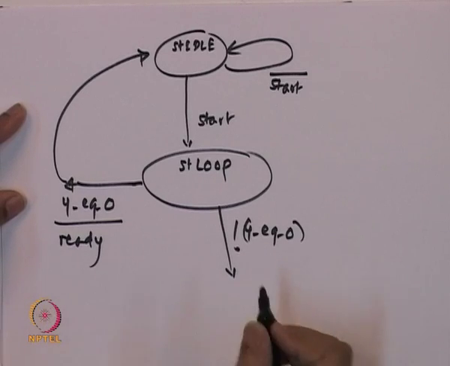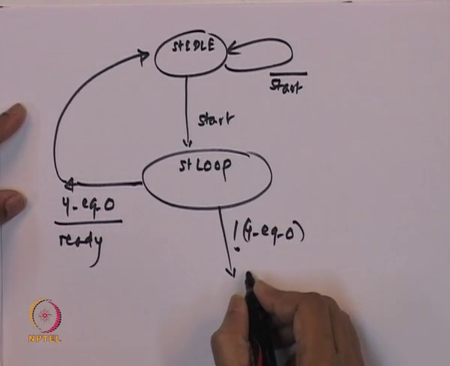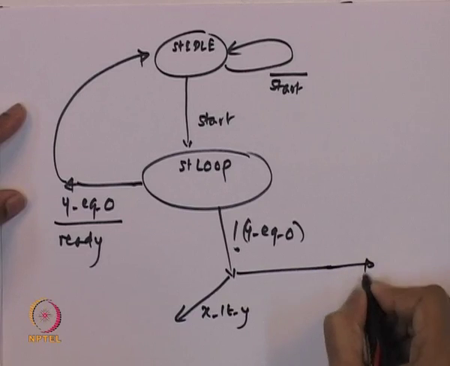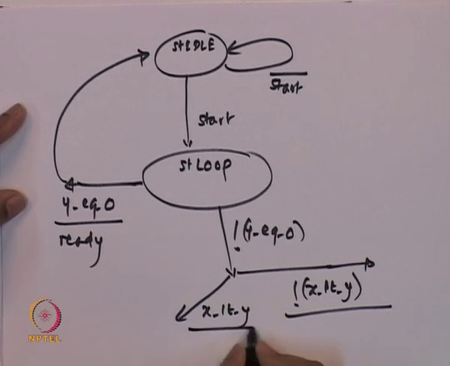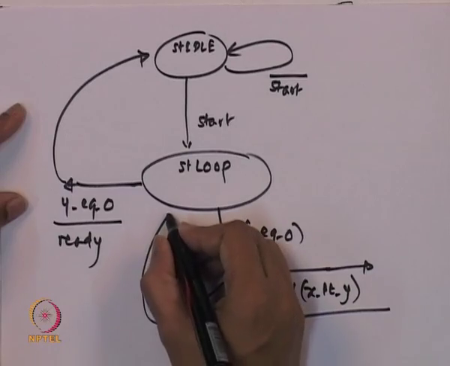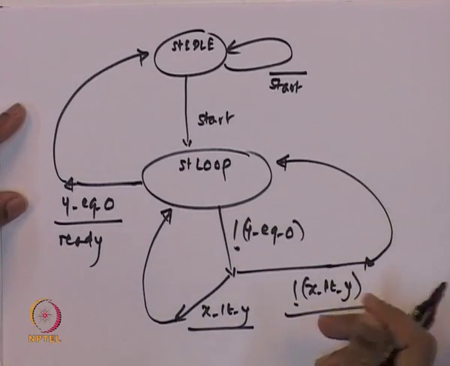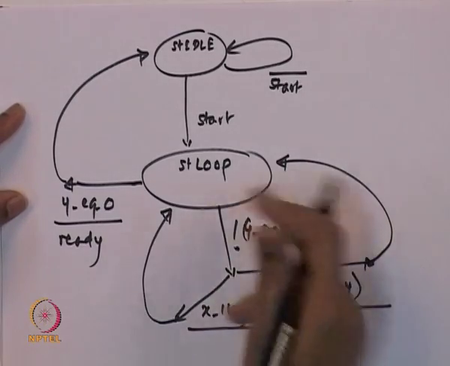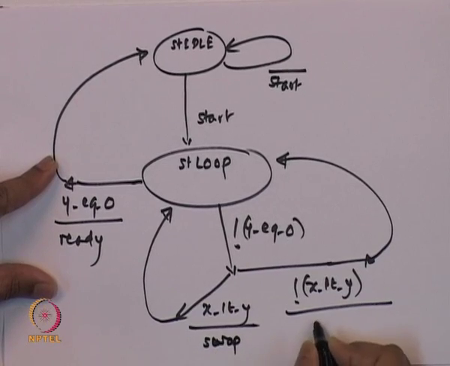Okay. If y is not equal to 0, that means the computation has to continue, then it would depend on whether x is less than y or whether x is not less than y. In either case, we know the computation has to be done for one more iteration at least. So we go back to the same state, you can see that we are still in the computation. We will go back to the same state, but different control signals will be generated. Here swap will be asserted and here swap will be deasserted.